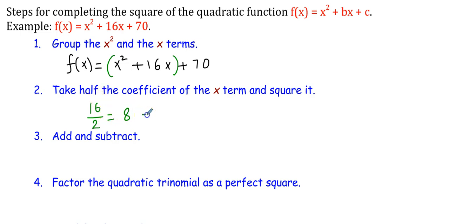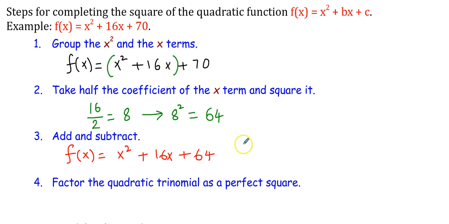16 over 2 gives me 8. And 8 on squaring, you're asked to square it, right? So 8 squared is 8 times 8 gives you 64. Then add and subtract this 64 to the given function f of x. So f of x is equal to x square plus 16x plus 64. I am adding 64 right after the second term.